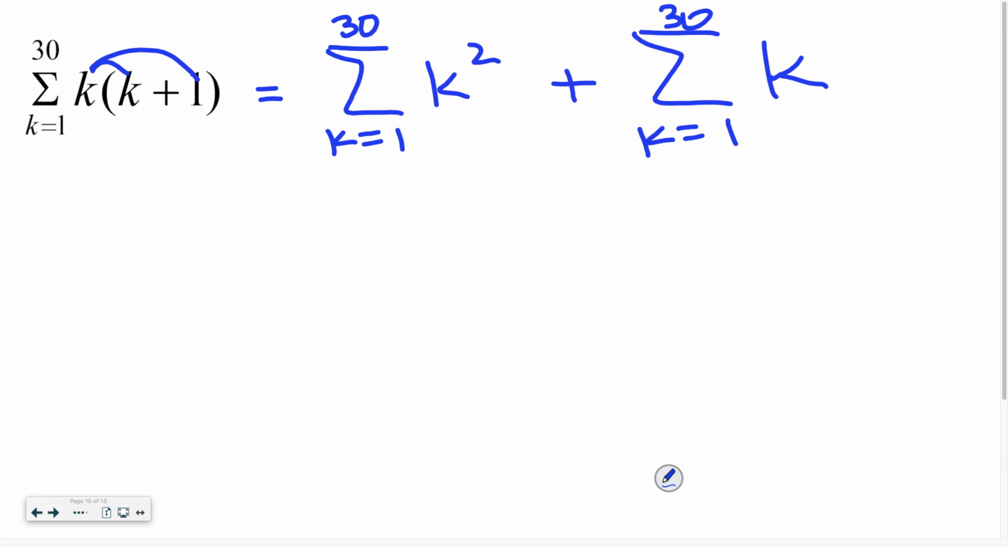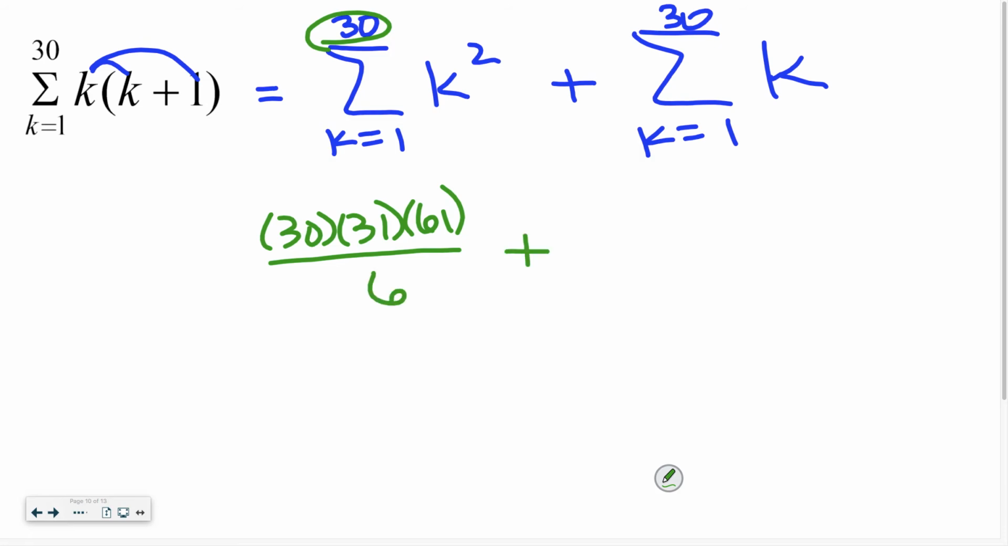So since we have a k squared summation, we would take n times n plus 1 times 2n plus 1 all over 6. And then over here, we would take n times n plus 1 all over 2.